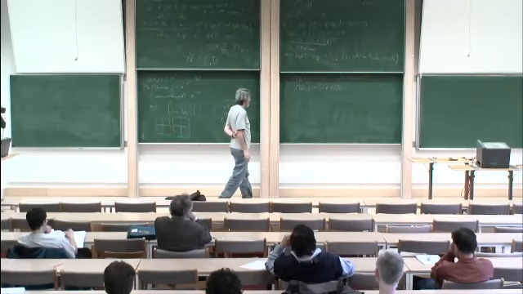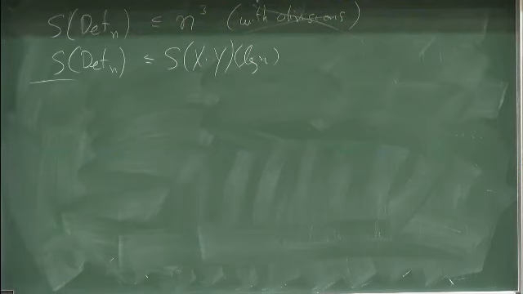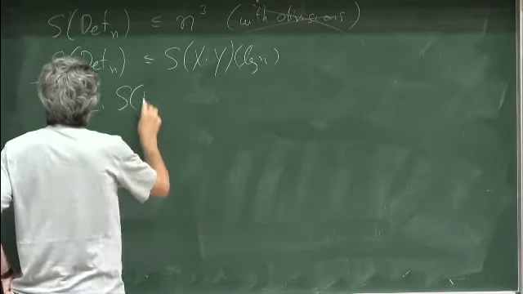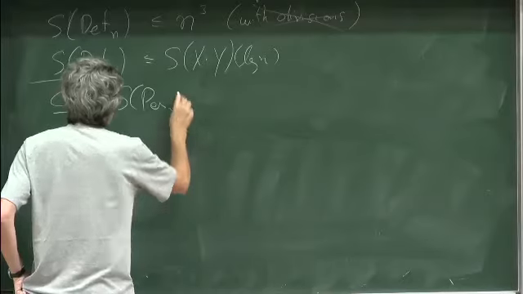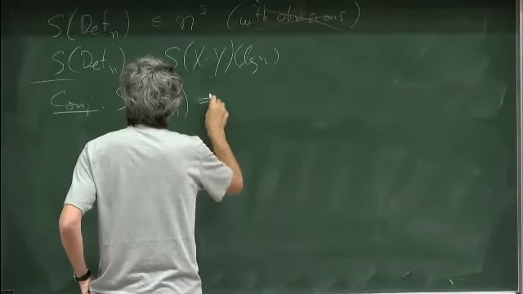I want to talk about, so we know that the determinant is polynomial. I should say that everybody believes, and the standard conjecture is that the size of the permanent, and we'll talk about it more on Thursday, is, let's say, not polynomial.